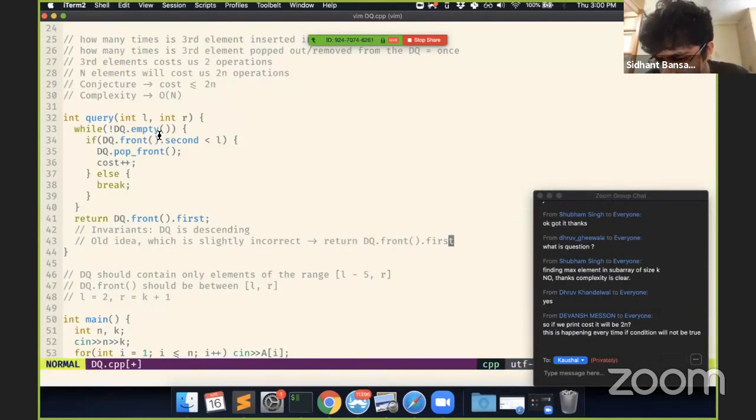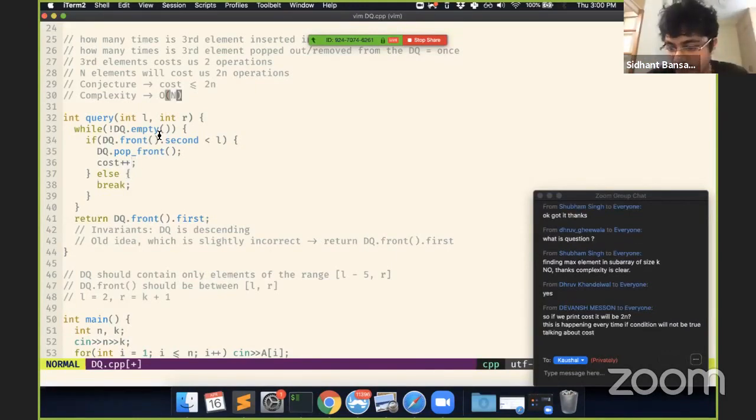This is happening every time if condition will not be true. Which if condition are you talking about? This one? I mean, there are a lot of if conditions. Are you talking about cost?